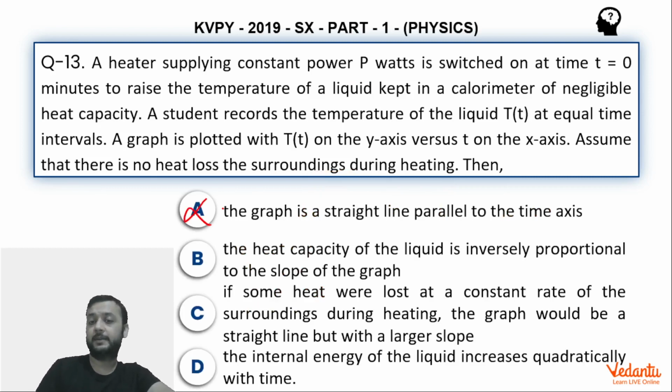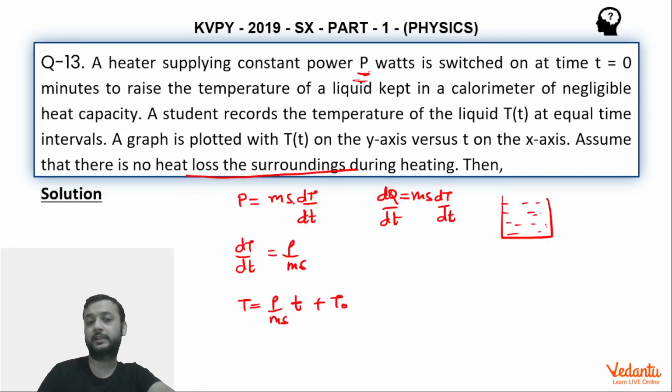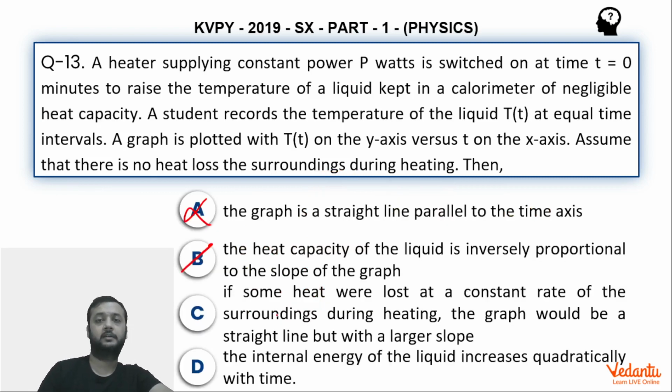Correct? The heat capacity of the liquid is inversely proportional to the slope of the graph. This is absolutely right. You can see that ms, mass multiplied by specific heat capacity, is called the heat capacity of the liquid, and this is inversely proportional to the slope of the graph. So option B is correct. Let's check C and D as well, just for better clarity. Option C says if some heat were lost at a constant rate to the surrounding during heating, the graph would be a straight line but with a larger slope.